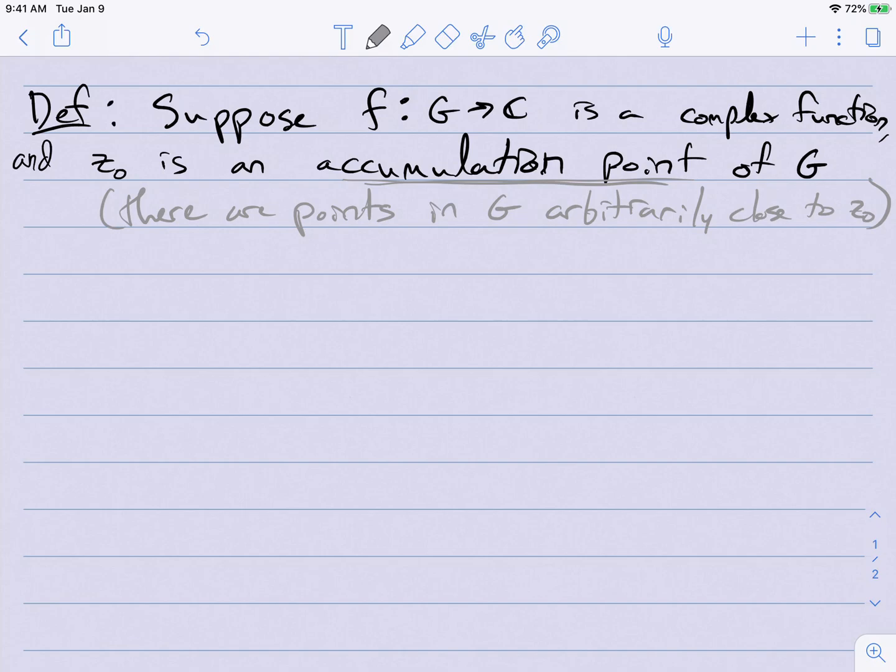Okay, and this is necessary for the limit to even make sense. We need to talk about, as we approach z naught, right? And if the function f isn't even defined for points near z naught, then we're not going to be able to make sense of the limit, and that's why we need z naught to be an accumulation point. But if we can talk about points in G approaching z naught, then we can talk about the limit of f as z approaches z naught.